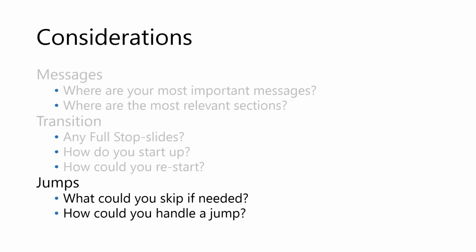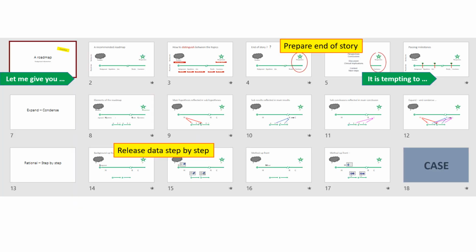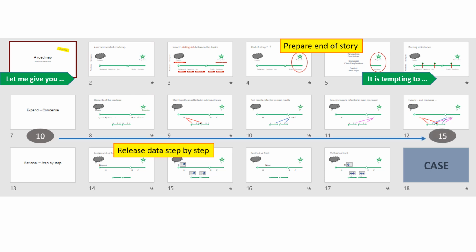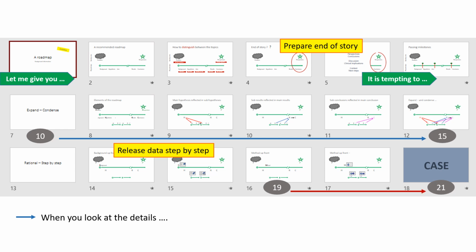So, the third part, jumps. What could you skip, and how could you handle a jump? Let's go back to the example. Put in timing. You could save 5 minutes by jumping to slide 12, starting when you look at the details, and so on. Or jump from slide 16, you would save 2 minutes jumping directly to the case. So one of my patients was a 60-year-old lady who, and so on.